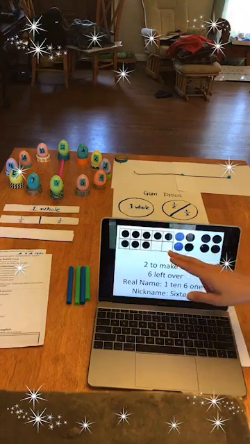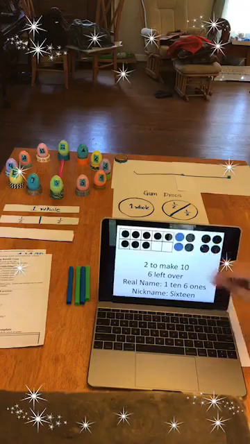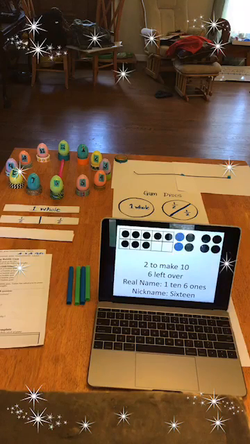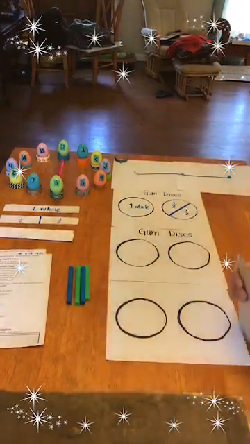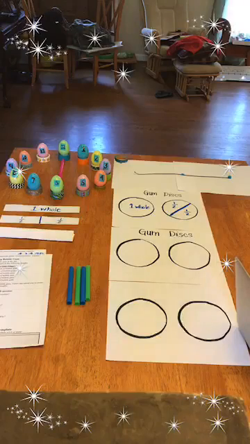2 to make 10, and that leaves 4 and 2, so that's 6 left over. Keep in mind the real name for this is 1 10 and 6 1s, because it's all about that base 10, and the nickname is 16. Awesome job, guys. So let me get this going, and then we will be ready to continue our work with our good friend Turner selling some gum at the fair, because that's fun.